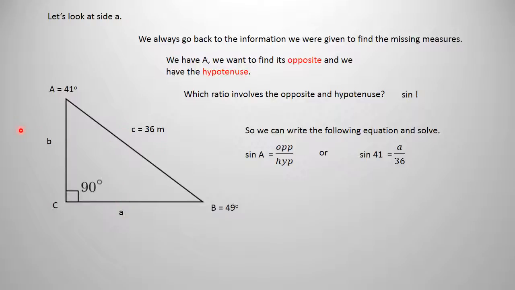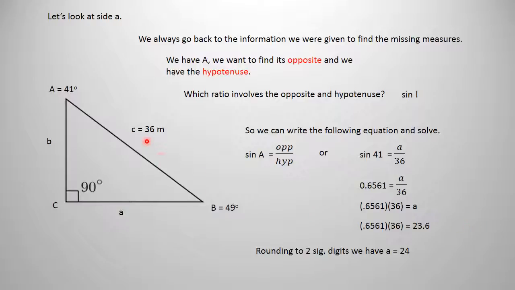I left my units out. Now we can evaluate sine 41 on your calculator, right? Just make sure your calculator's in degree mode. And we end up with 0.6561 rounded off is equal to A over 36. Now, to get rid of the 36 in the bottom, we multiply both sides by 36. And it turns out that A is 23.6, but we're going to round it to two significant digits. So we'll round it up to 24.